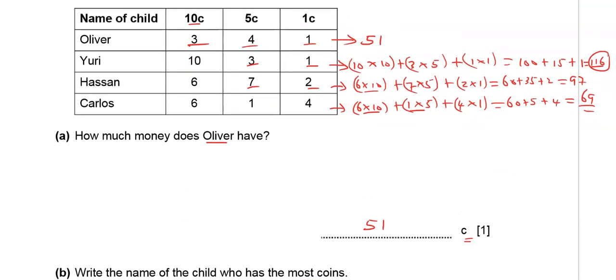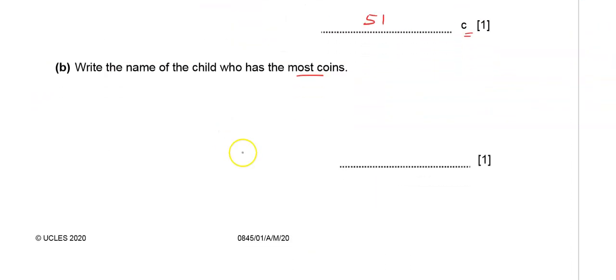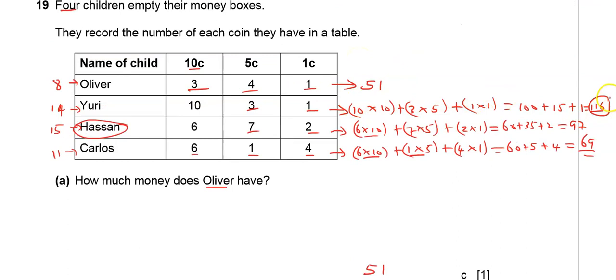So Oliver has got 3 plus 4 plus 1, those are 8 coins. Yuri has got 10 plus 3, 13, plus 1, 14 coins. Hassan has got 6 plus 7, 13 plus 2, 15. And Carlos has got 6 plus 1, 7 plus 4, 11. So Hassan has got the most coins. Question was most coins. In the previous, I was calculating who has got the most money. Sorry.